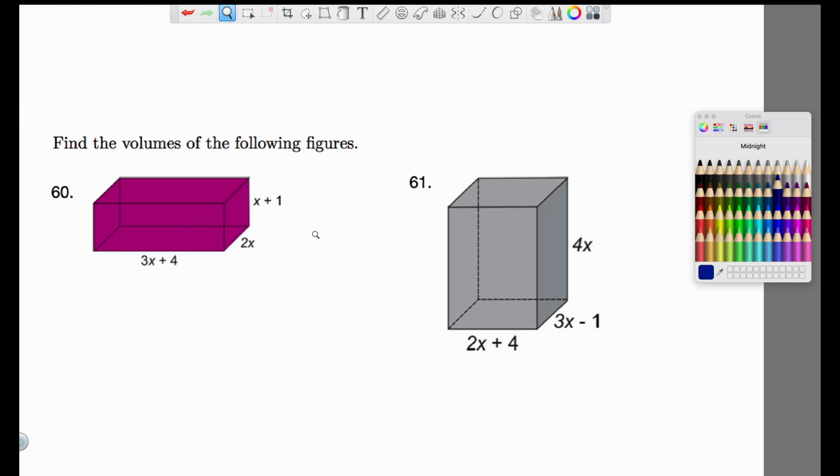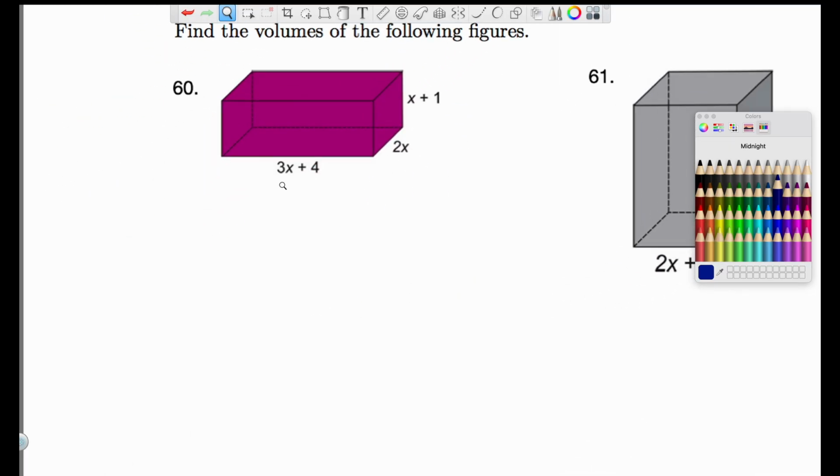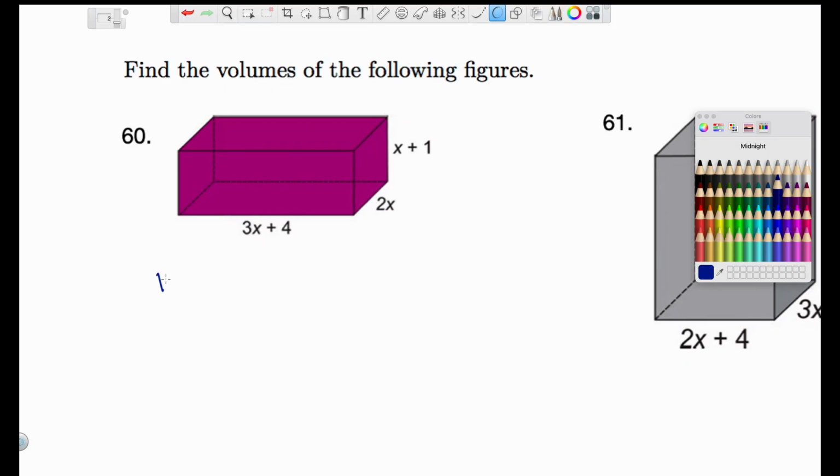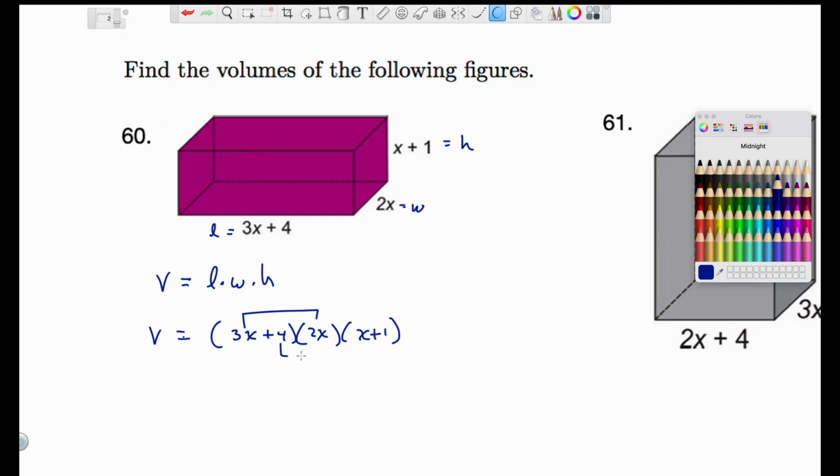Actually, I guess I'll do one more. I forgot, I got these volume ones down here. Volume of a prism is length times width times height. We can call this the length, this the width, and x plus 1 here is the height. We just put it in and multiply all our polynomials together. It doesn't really matter the order. I'll do these two first. Right here, 3x squared plus 8x.